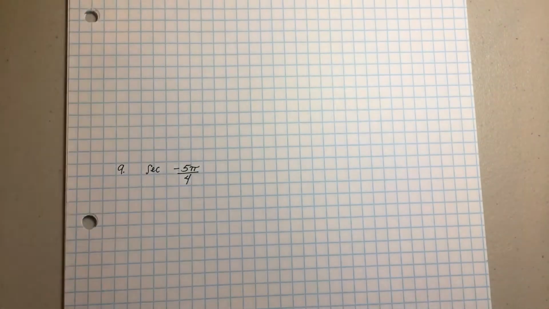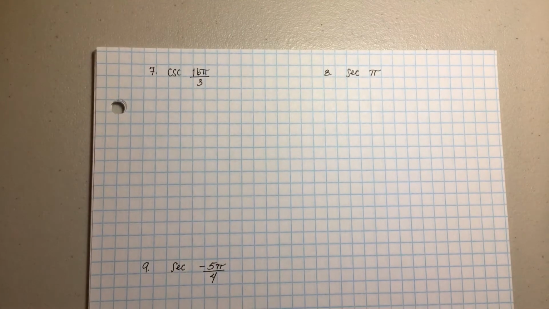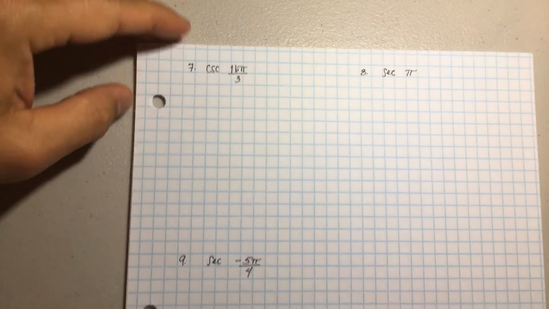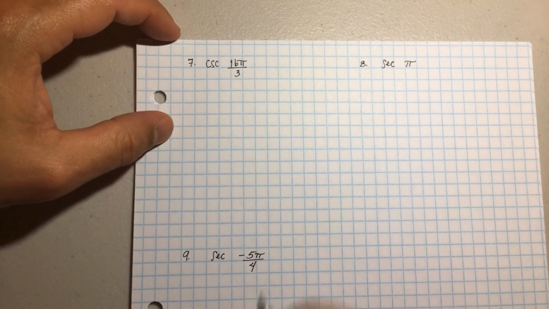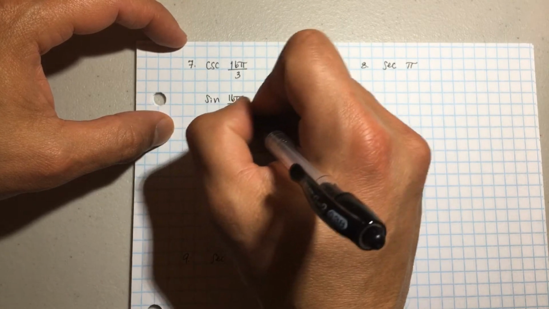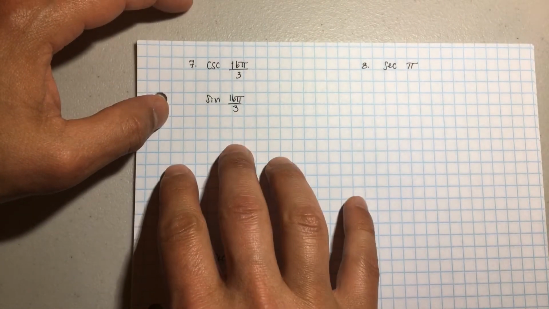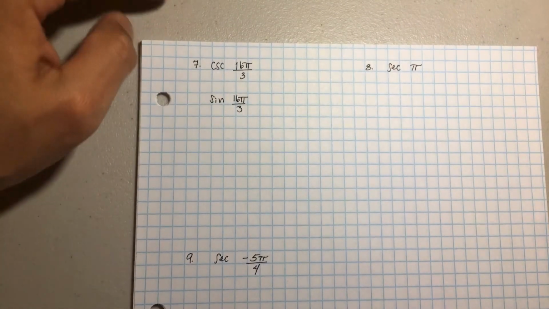So, let's do a few more. What about this guy? Oh no, cosecant. How do you do that one? Well, we talked about this before, but cosecant is the reciprocal of sine. So here's what you're going to do. You're going to do sine of 16 pi over 3. You're going to solve that, and at the very end, you're going to reciprocal the solution. You're going to flip the answer.